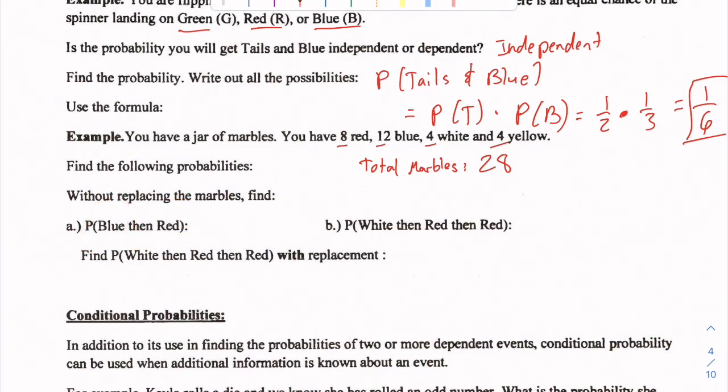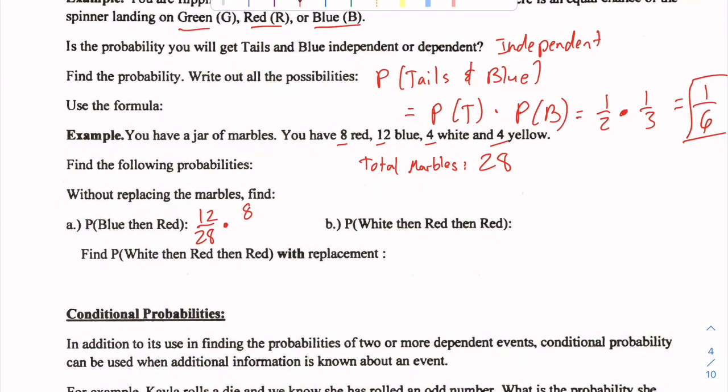So my probability of getting blue the first time is going to be 12/28 times the probability of getting red. So red, there are 8 reds, and if you already took out a blue, there's only 27 left. Multiply that, 96 over 756. Okay, a little mental math here. It's about 12.7%. Human calculator status. Boom.